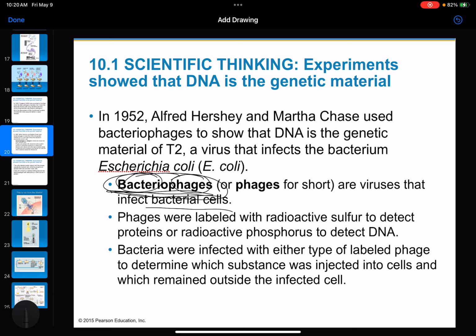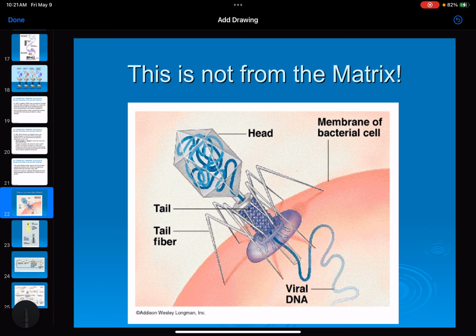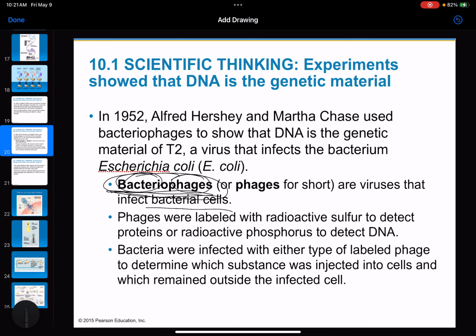A phage is something that eats. So we call it a bacteria eater because when we released the virus onto bacteria, it seemed to dissolve them away like it was eating them. All right, this is what the bacteriophage looks like. So I want you to record that term, bacteriophage, and know what that is. It's a virus that infects specifically bacteria.